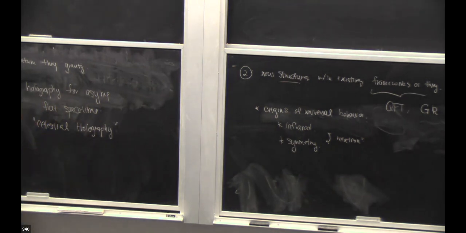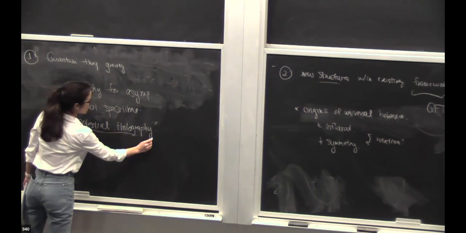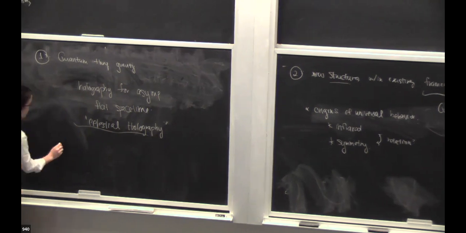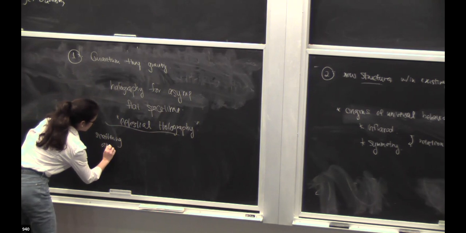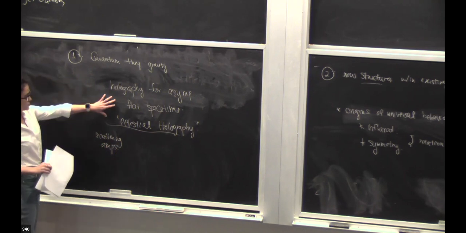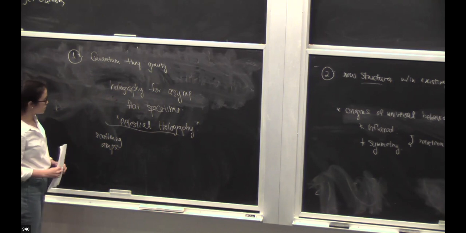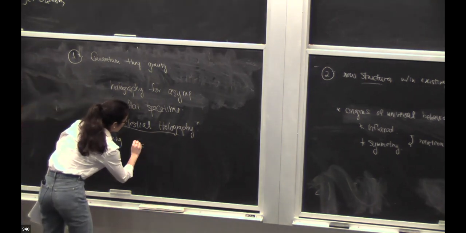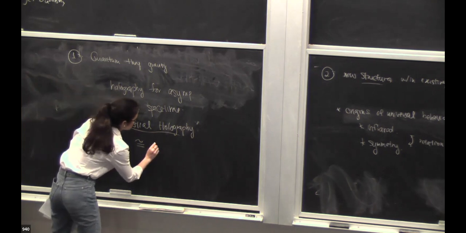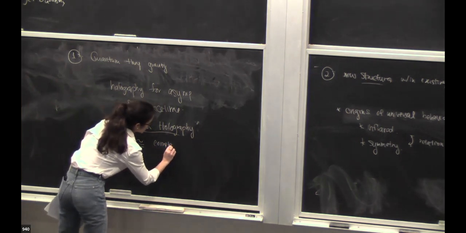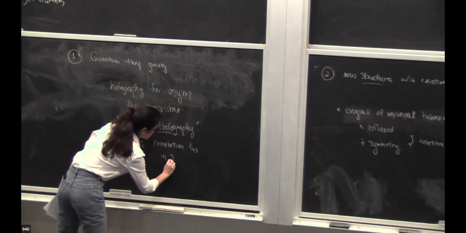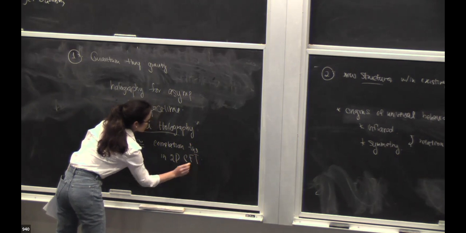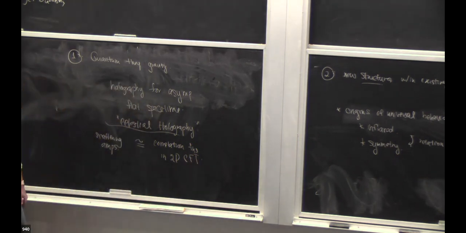And the highest level of detail is, the specific proposal here is that scattering amplitudes in a quantum theory of gravity are holographically dual to correlation functions in a 2D conformal field theory.